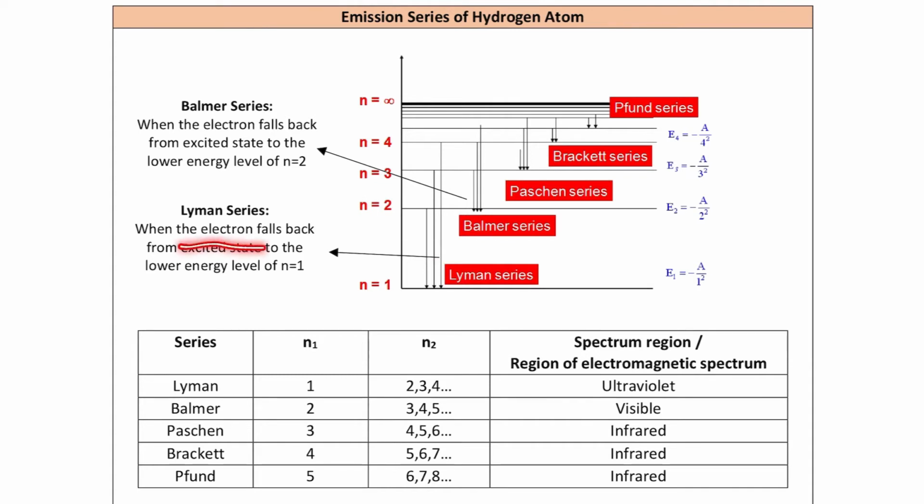Alright, so I have already written it. When the electron falls from the excited state to the lower energy state of n equal to 1, that means it is the Lyman series.